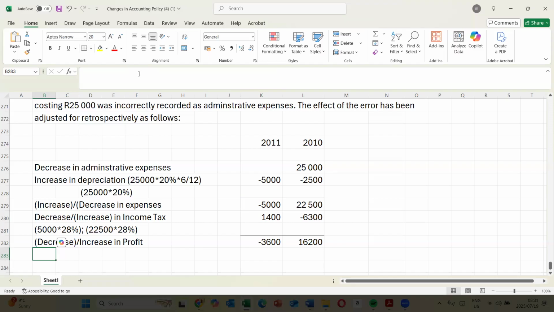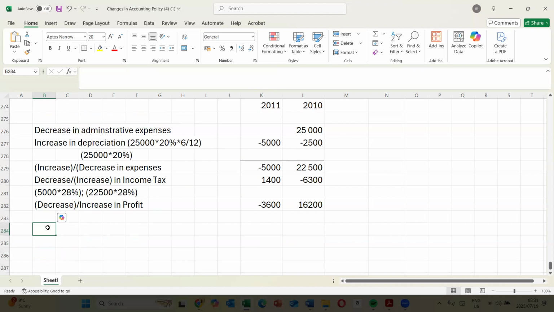Right. So basically that's how we go about it. Then we move on to statement of financial position. So what is the effect on the statement of financial position? So we're going to have an increase in property, plant, and equipment.